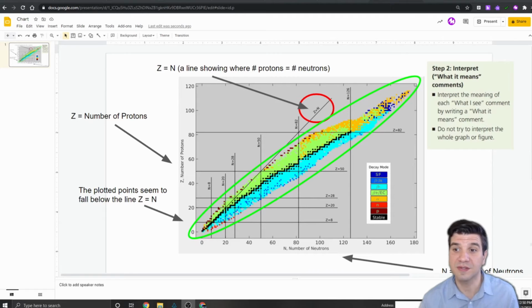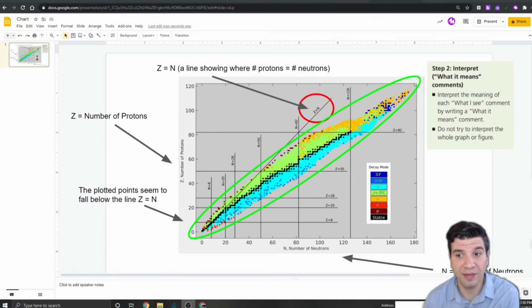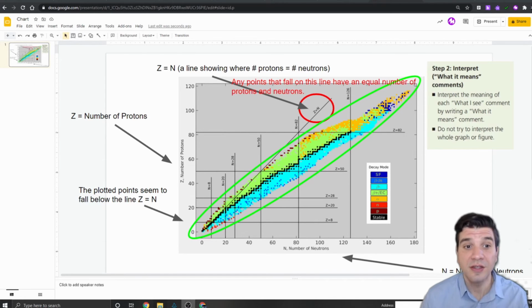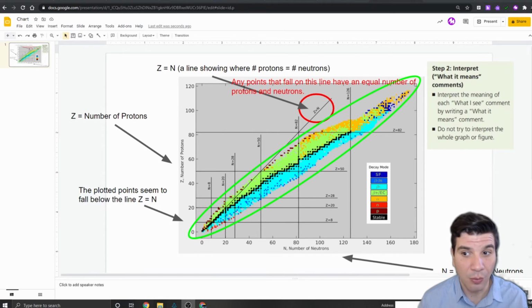All right, that brings us to step two, interpret. So, "what it means" comments. Interpret the meaning of each "what I see" comment by writing a "what it means" comment. Do not try to interpret the whole graph or figure. So let's start off at the top. For the "what I see" comment, Z equals N, a line showing where the number of protons equals the number of neutrons, my "what it means" comment would be: any point that falls on this line would have an equal number of protons and neutrons.